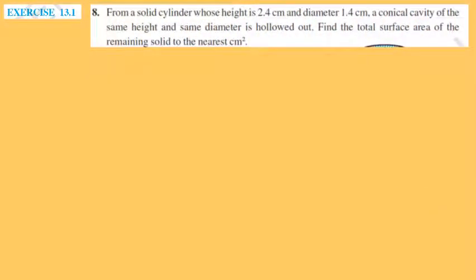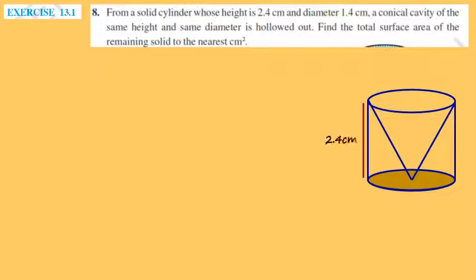From a solid cylinder whose height is 2.4 centimeter and diameter 1.4 centimeter, a conical cavity of the same height and same diameter is hollowed out. Find the total surface area of the remaining solid. So let us see the figure. First it is a cylinder. See, from the cylinder, a conical cavity is hollowed out. So the cone is inside. Here the diameter is 1.4, so the radius is 0.7, and the height of the cylinder is 2.4.